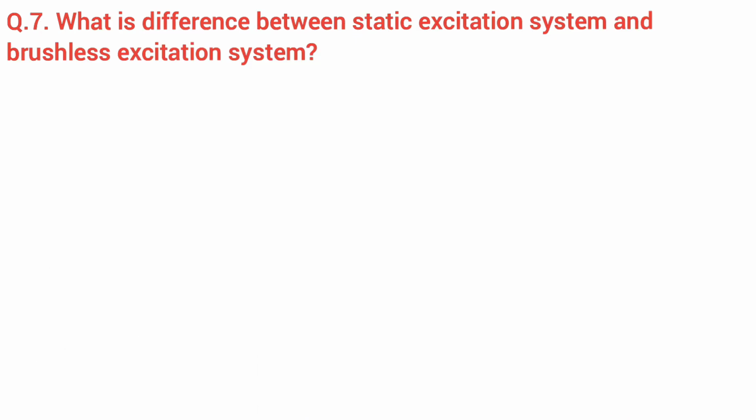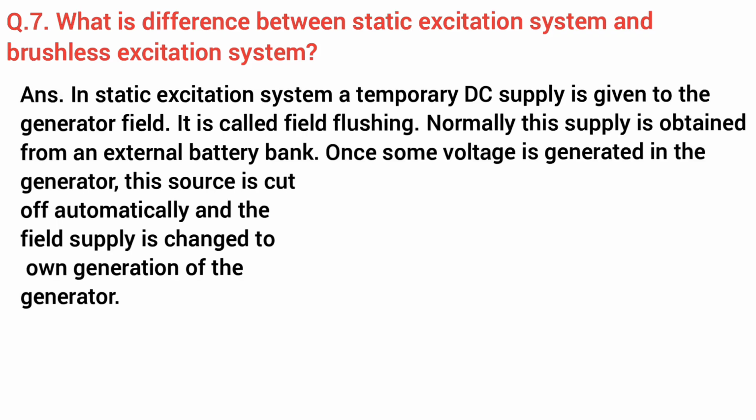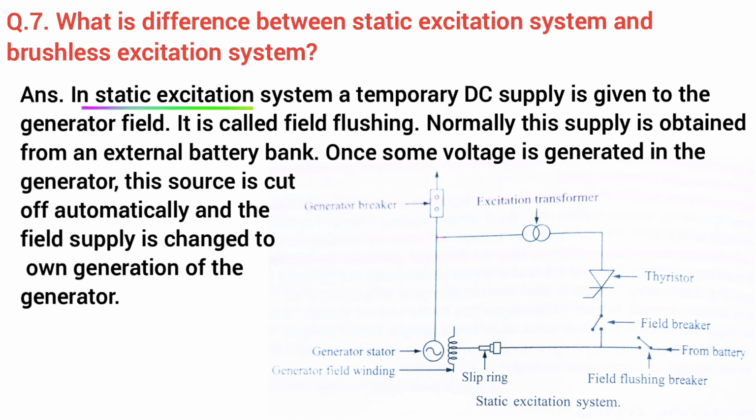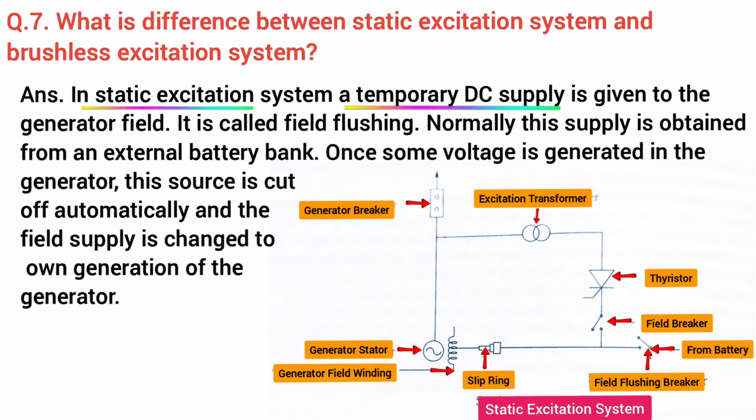What is the difference between static excitation system and brushless excitation system? In static excitation system, a temporary DC supply is given to the generator field. It is called field flashing. Normally this supply is obtained from an external battery bank. Once some voltage is generated in the generator, this source is cut off automatically and the field supply is changed to own generation of the generator.